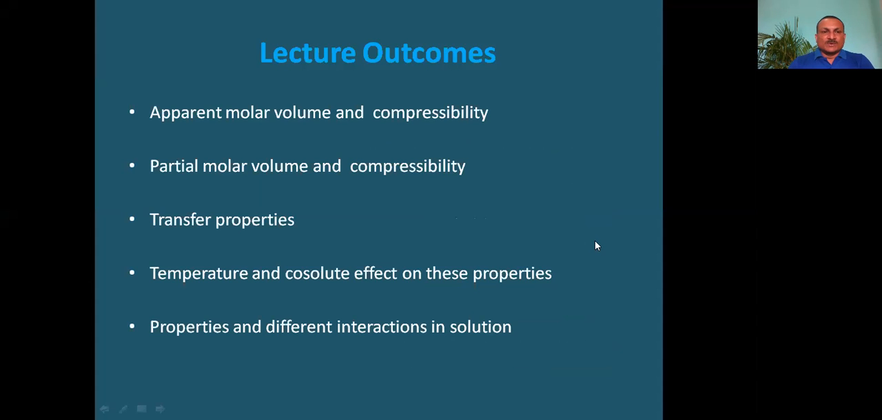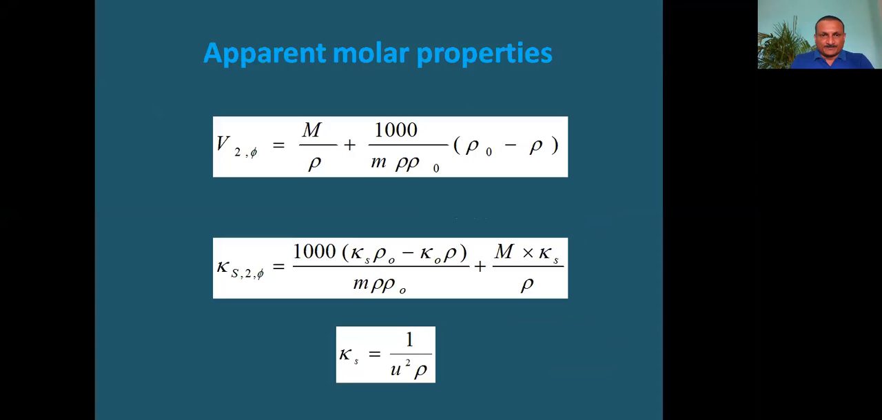In this lecture, we will see how to calculate the apparent molar volume and compressibility of solutions, as well as the partial molar volume and compressibility, the calculation of transfer properties from the partial molar properties, and the effect of temperature and co-solute on these partial molar properties. Also, we will see how the different interactions in a solution are reflected in terms of these properties.